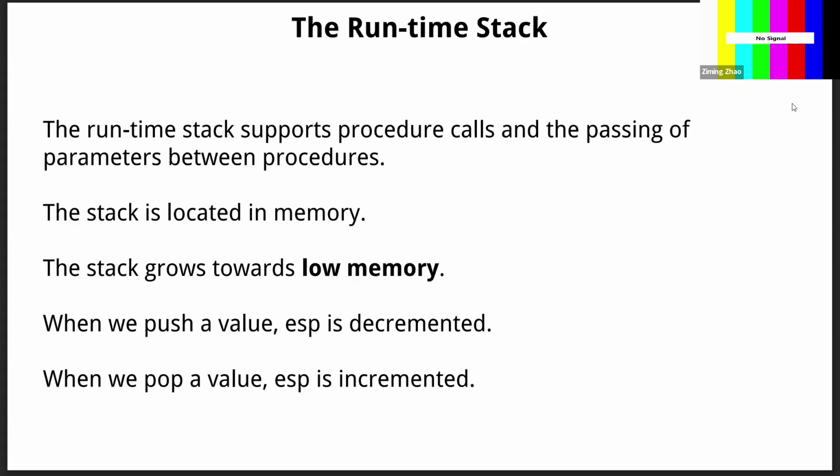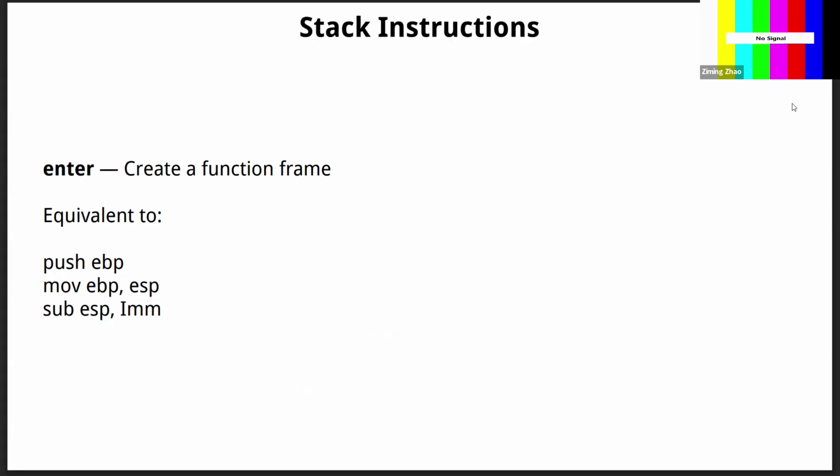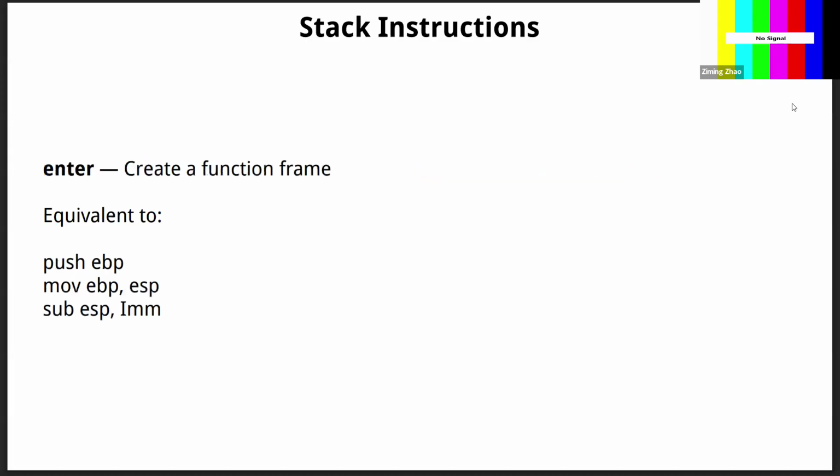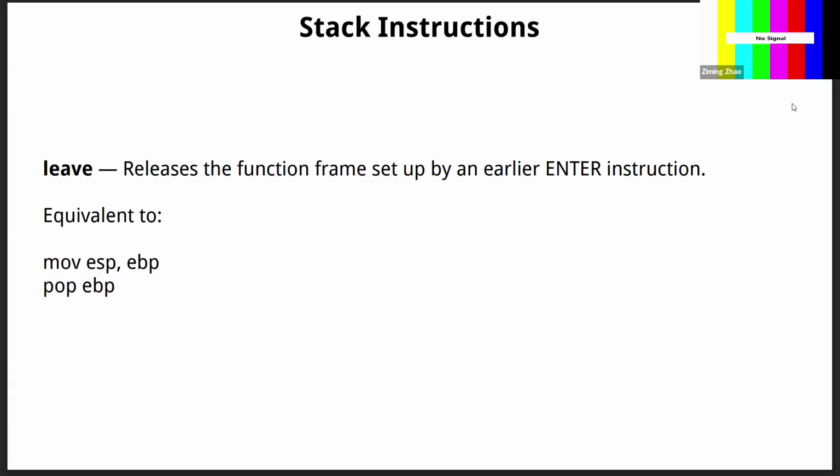A little bit more about the runtime stack. This is the hardware support to support function calls. And you also need to pass argument parameters to functions. The stack obviously is also located in memory. In the architecture we use, the stack grows towards lower memory, from higher addresses to lower addresses. So when we push a value, we are adding something to the stack. However, ESP is decremented. When we pop a value, we are removing something from the stack, but ESP is incremented. There are some other stack instructions. We will skip them for today. One is enter, which is just equivalent to those three instructions. Also leave is equivalent to those two instructions. We will talk about those three and those two instructions next week. They are very, very important.